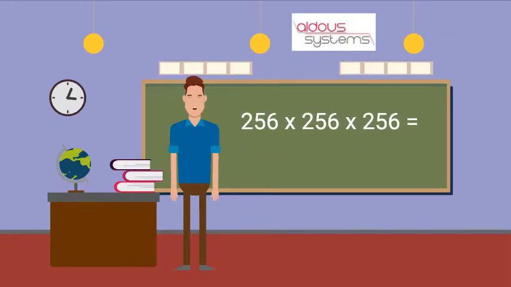256 times 256 times 256 is 16,777,216 colors to play with. That sounds pretty good, right?